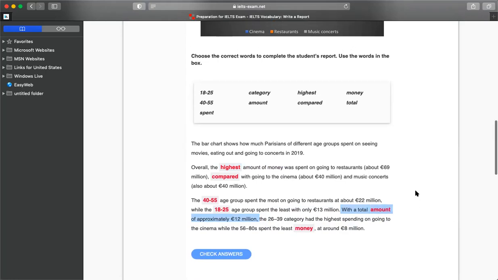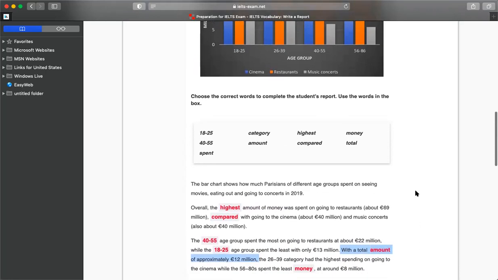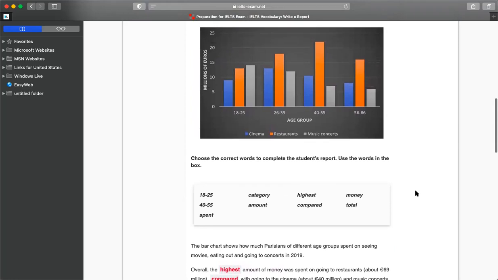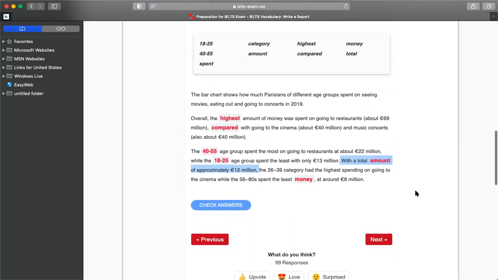So the candidate is comparing and contrasting data in the graph, in the bar chart. This is a vertical bar chart. But the candidate is not only using words or only using phrases. The candidate is using good collocation.